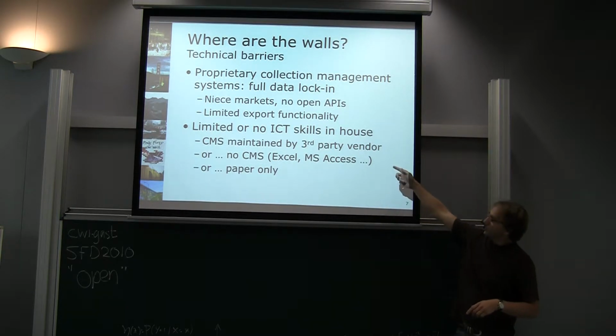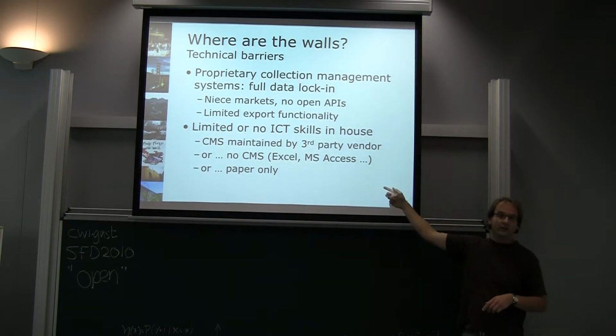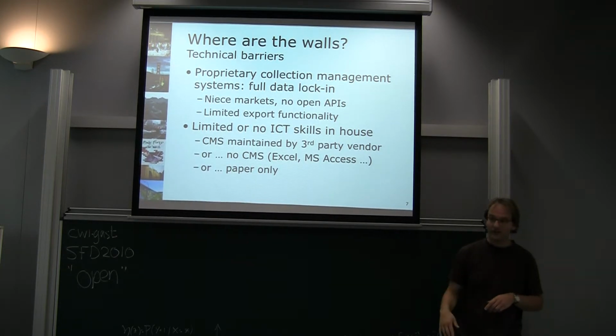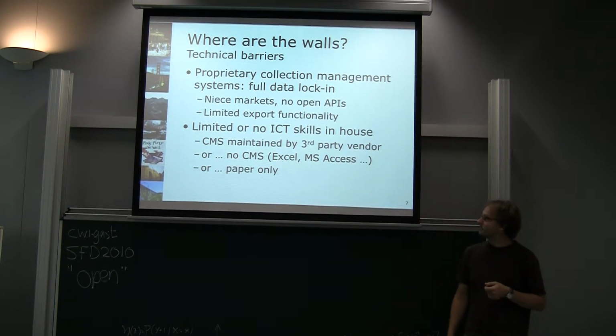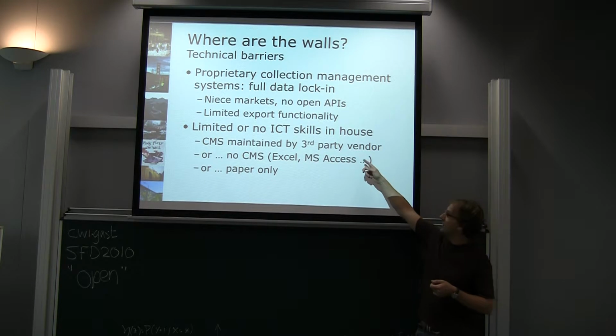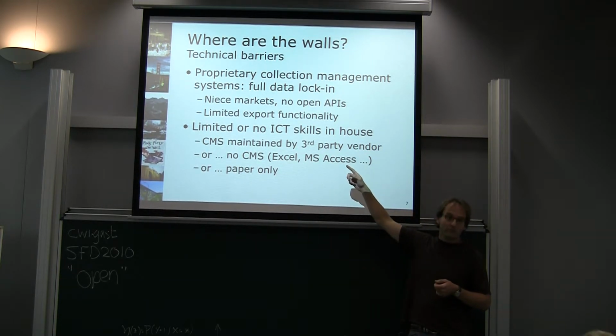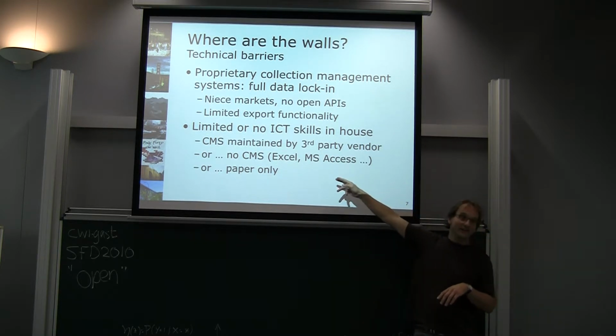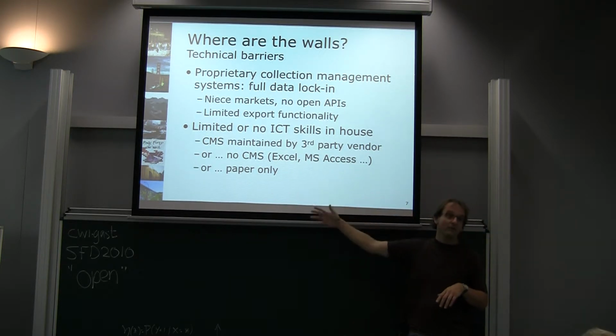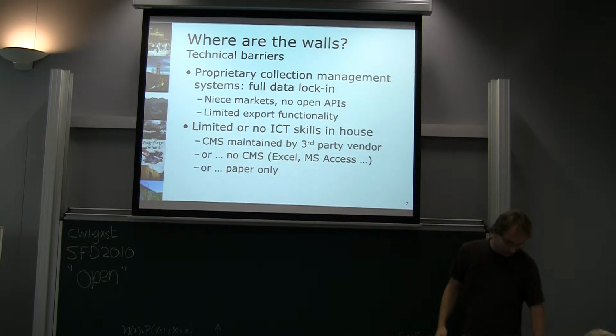And also the problem, which is related, is that many museums, many libraries, many archives don't have skilled ICT personnel. So if you go down and find the person in the organization responsible for this data, and you say, okay, I want to have this dump, they say, okay, I have to call somebody else because I don't know how to make a dump from the database. If they have a database or a content management system at all. I also talked to people that maintain small museums, that maintain the collection management system in an Excel sheet, or even an MS Access database, or a Word file, or just on paper. Right, so that's really a problem.